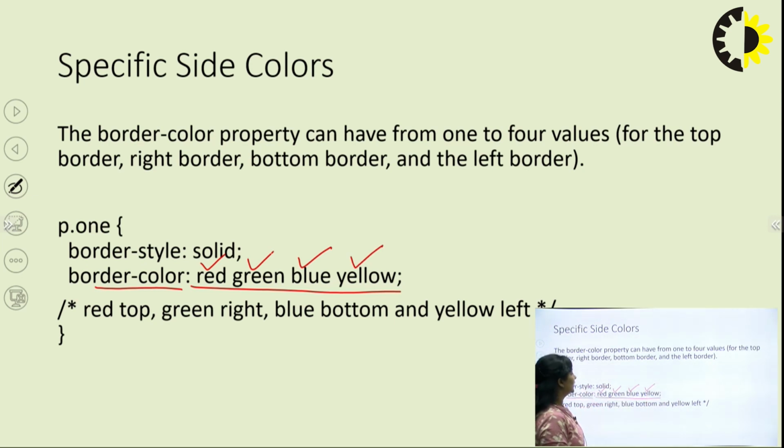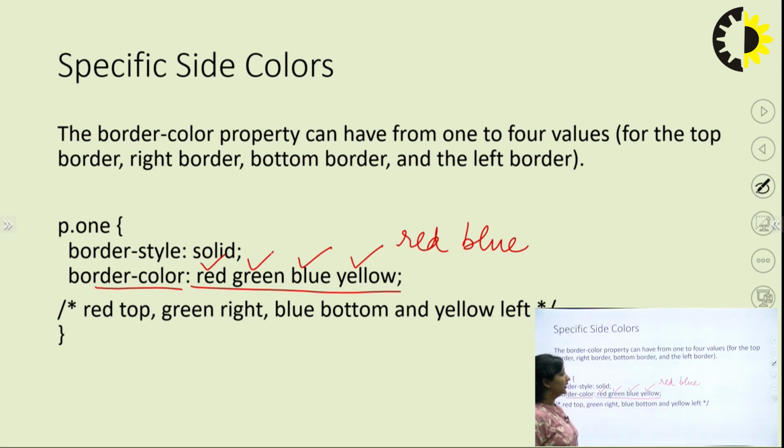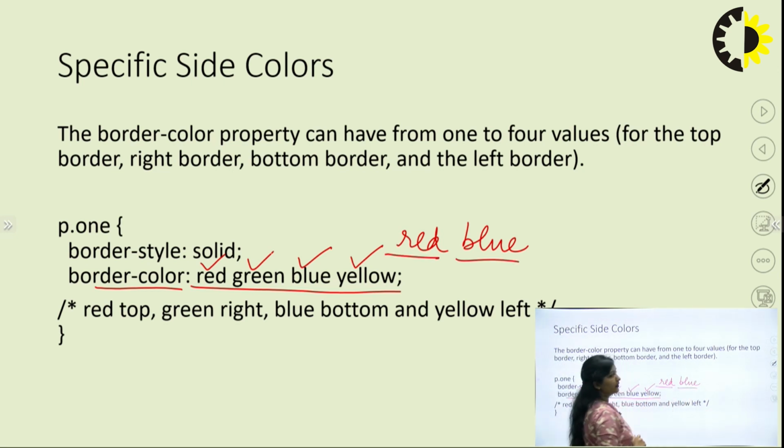If I write just two colors, like red and blue, now what will it take? It will make red for the top and bottom and blue for the left and the right. And if I am writing all the four values, then it will take them in the order top, right, bottom and left.